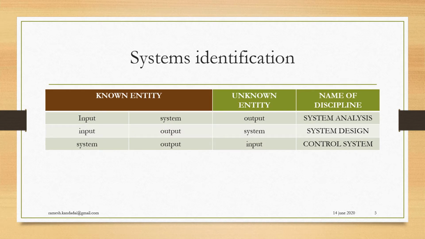Earlier, we talked about system analysis, system design, system identification, and all that, the three parts of systems. Well, when one knows the input and the system but has no knowledge of the output, that's called system analysis. You analyze the output. When one knows the input and the output but knows nothing of the system, it's called system design. When you know the system, you know the output, but you have no clue about the input that you need to give, that is called control system.